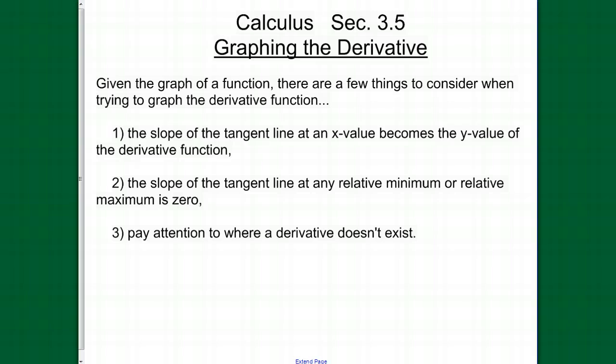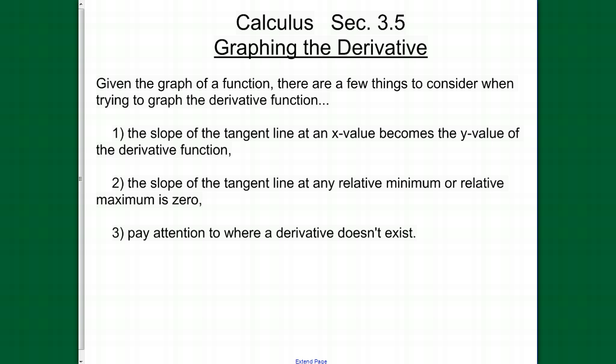What we've been talking about in section 3.4 was the process and the definition of finding a derivative. That's the limit as h approaches 0 of f of x plus h minus f of x all over h. That derivative function is the function that gives us the slope of a tangent line at a certain x value. This is also the instantaneous rate of change and all that stuff. But for what we're doing today, trying to graph the derivative function, that's what we want to concentrate on. The derivative gives us the slope of the tangent line.